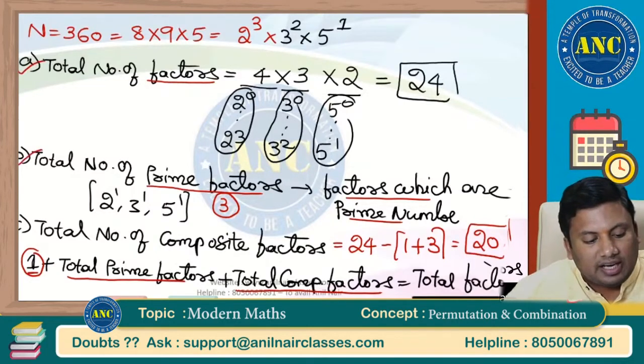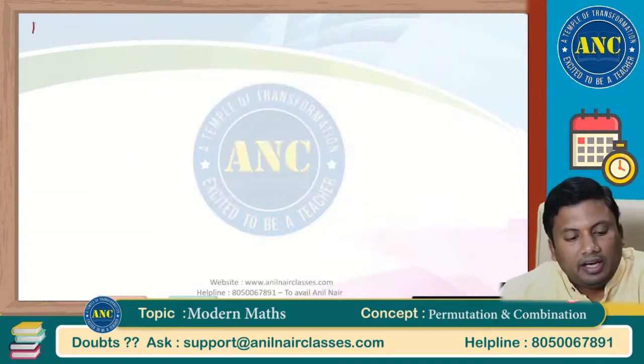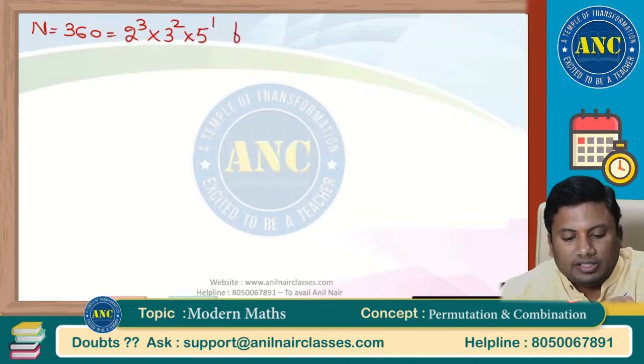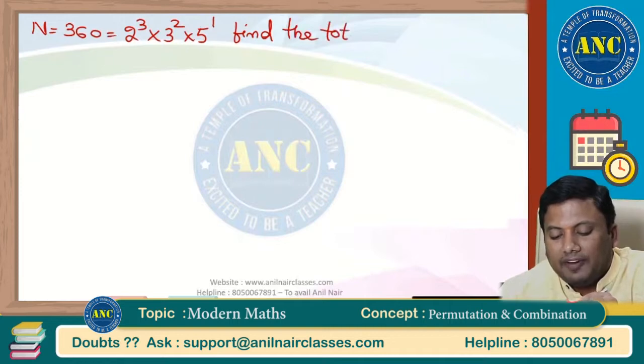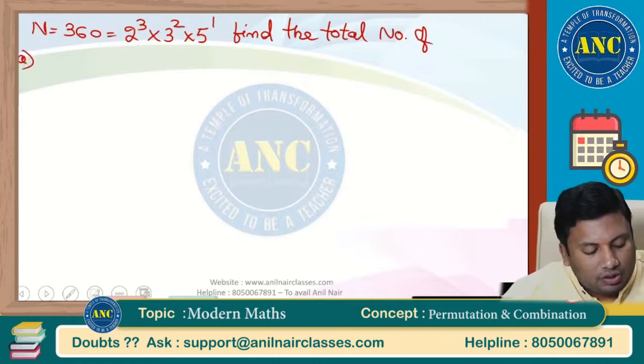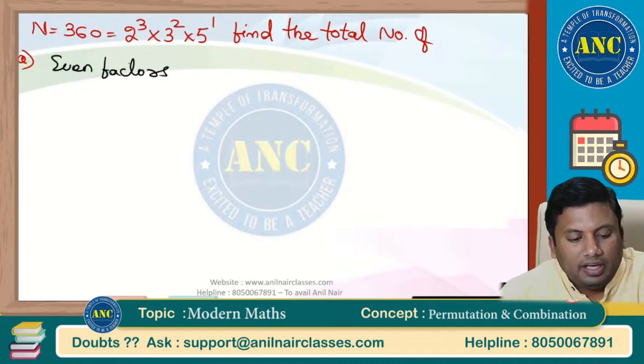First variety, second variety, third variety. Next one. If n equals 360, it is nothing but 2 cube into 3 square into 5 power 1. Next, find the total number of, not a single doubt, you will get it in factors and multiples using the fundamental principle of counting. Find the total number of even factors.